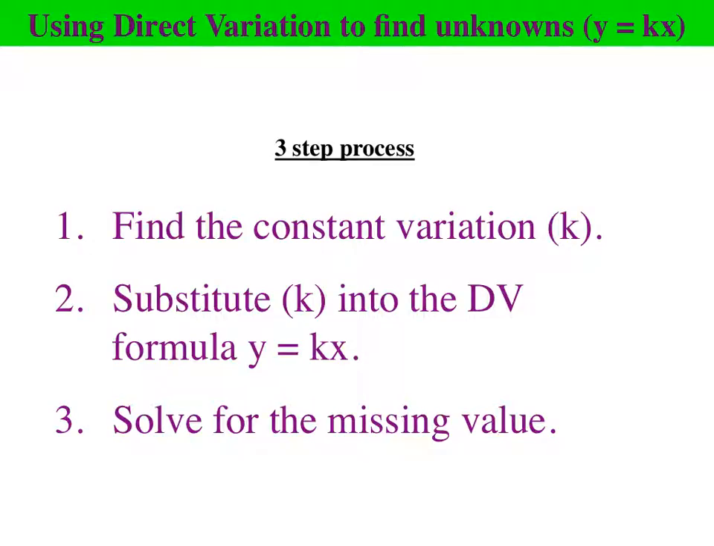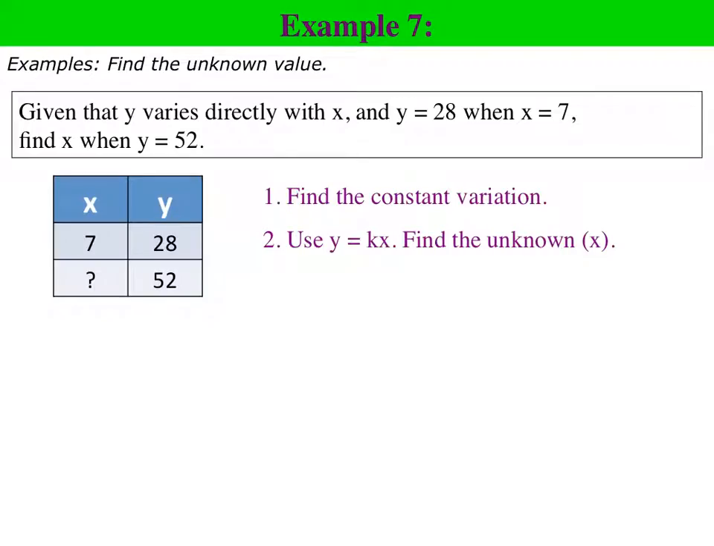Okay, a lot of the problems with direct variation, you're going to have information and then use that to find a missing value. So what you would do in 3 steps would be, again, find k, write your direct variation equation, which is what we've already been doing, and then use that equation to solve for the missing value in the next part of the problem. So let's take a look at how those will work.